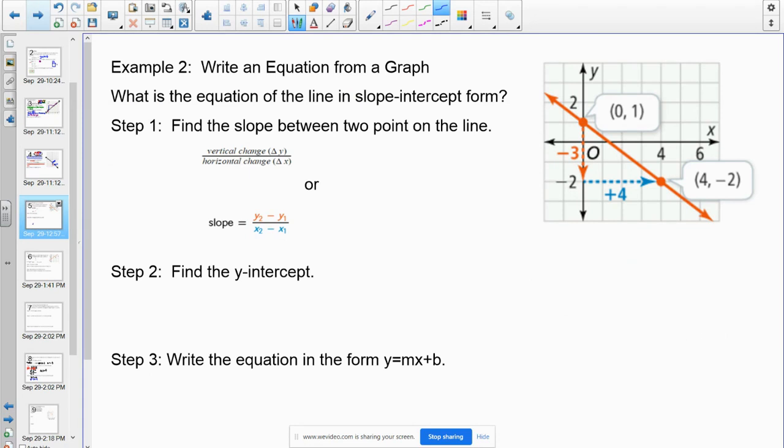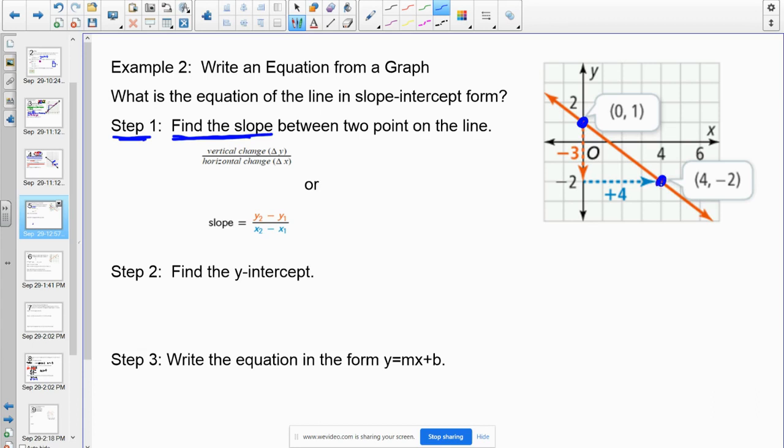So example number 2, we're going to go backwards. They give us a graph, they want us to give us the equation. So this one's titled Write an Equation from a Graph. So step 1, it's going to be opposite what we just did. We're going to find the slope first between 2 points on the line. So this one's kind of drawn out for you already, but I'll walk you through it here.